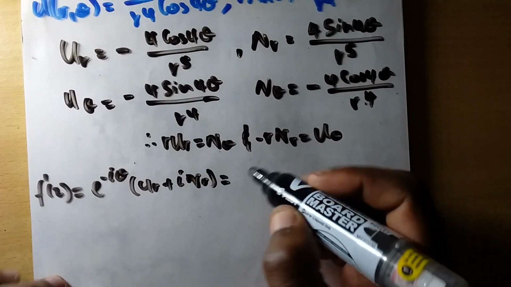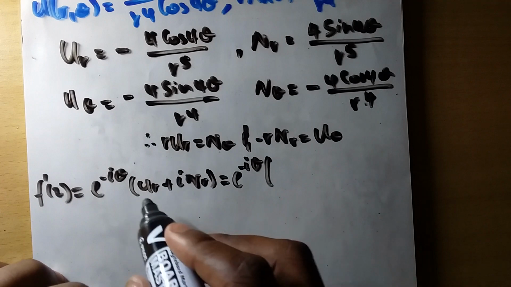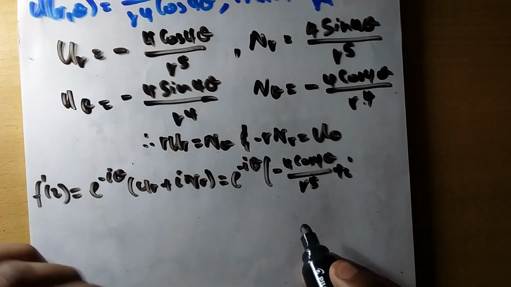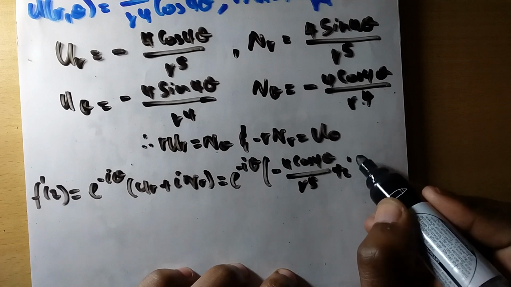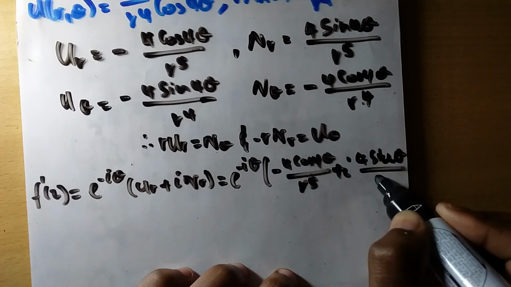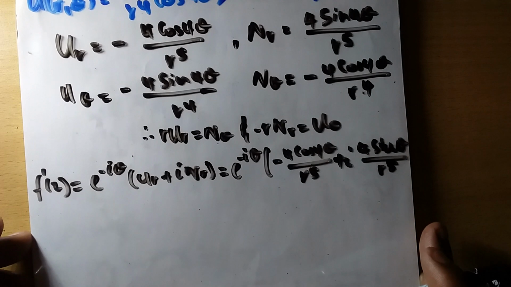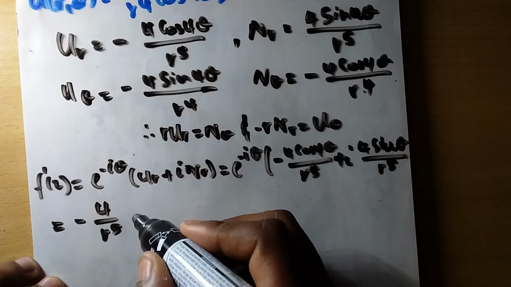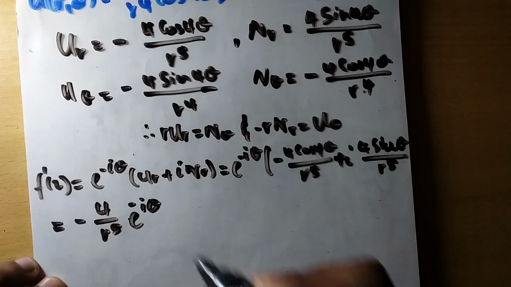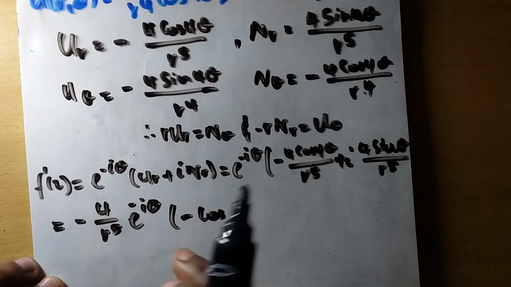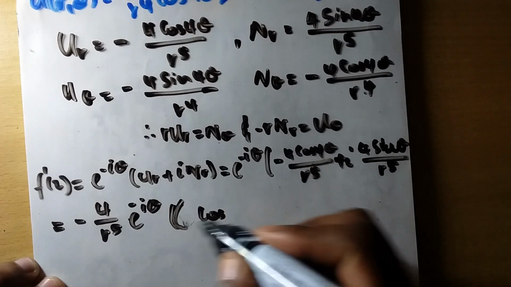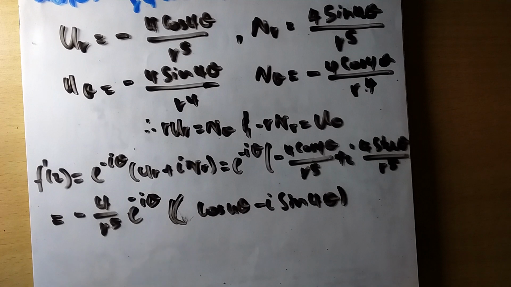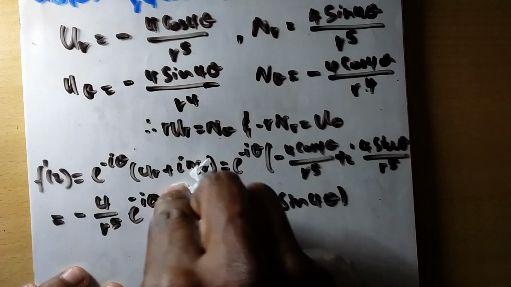Let us have a direct substitution. e to the negative i theta, u_r is negative 4 cos of 4 theta divided by r to the 5, plus i times v_r, which is 4 sine of 4 theta divided by r to the 5. This can be rewritten by taking out a common factor of negative 4 over r to the 5, and e to the negative i theta. We are left with cos of 4 theta minus i sine of 4 theta.